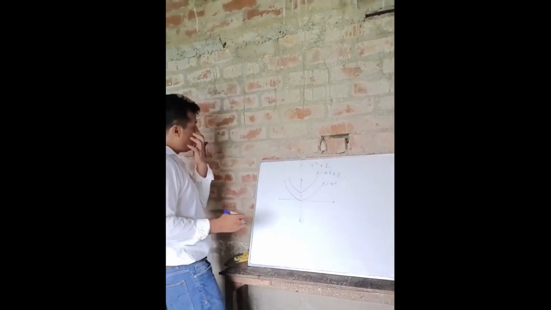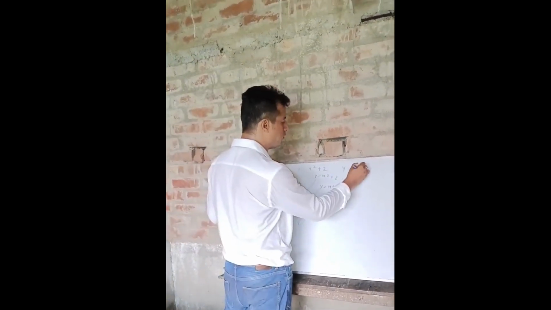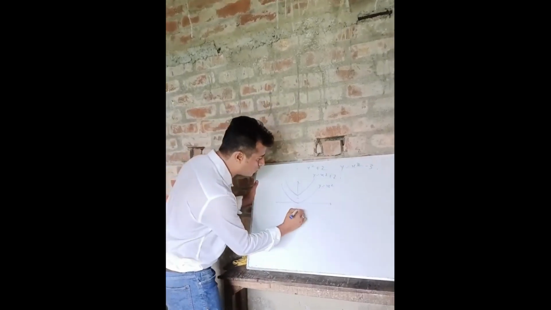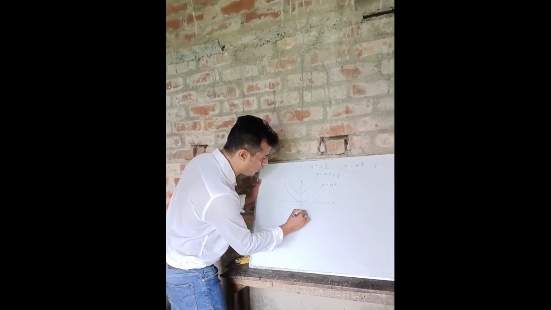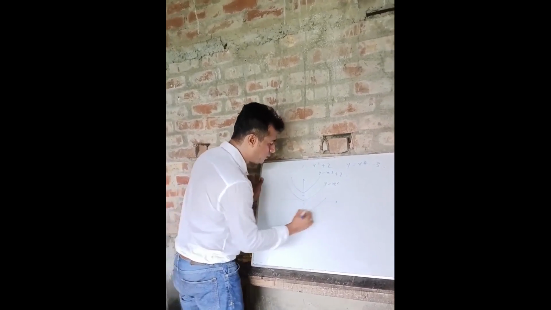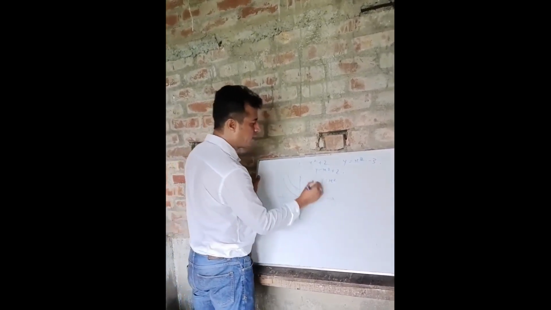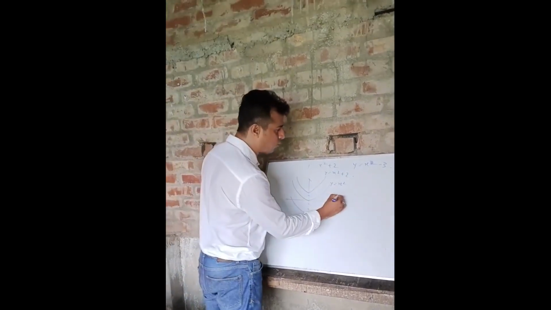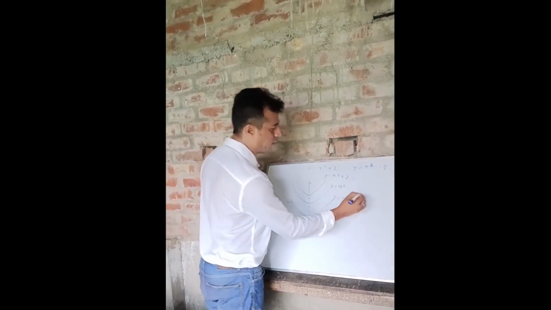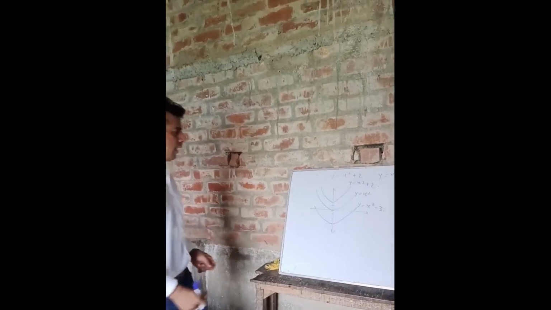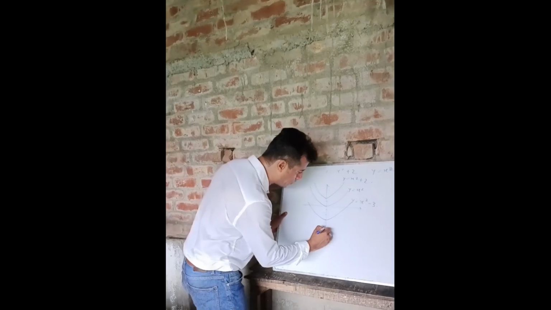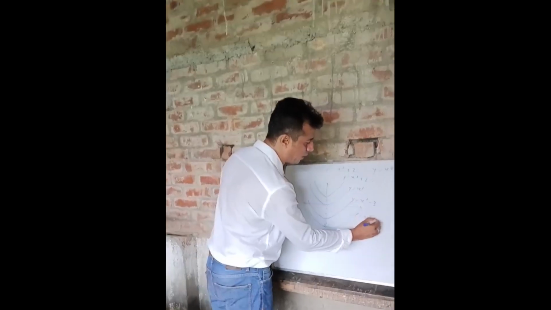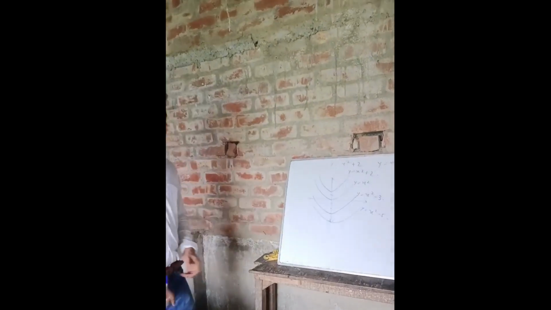Next is y equals x square minus 3. Same graph, y equals x square minus 3: 1 unit, 2 units, 3 units. This is the same graph, parallel to this but 3 units downwards. This is y equals x square minus 3. For x square minus 5, it is 5 units downwards. This is y equals x square minus 5.